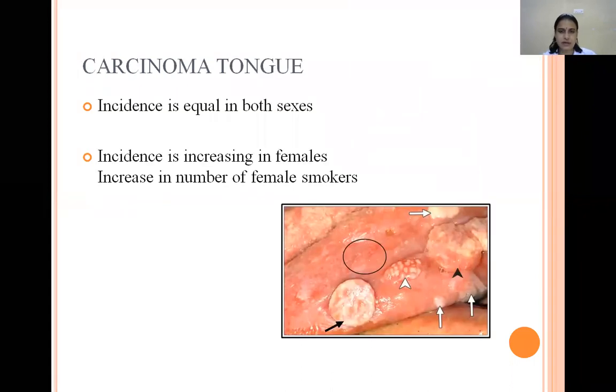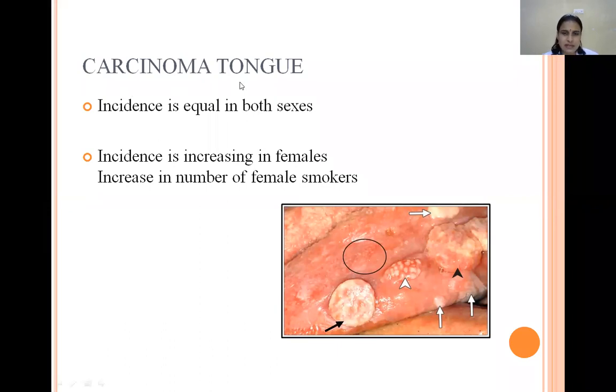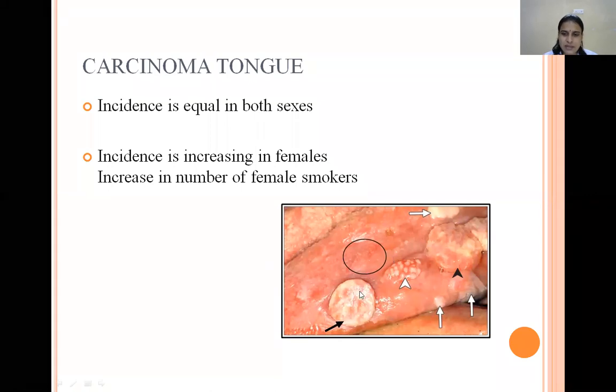Next, coming to the topic of our today, carcinoma of tongue. It is equal in both the sexes, but there is increased incidence of carcinoma in females because of the increasing number of female smokers. Here, this picture is showing you what I told you about field cancerization, wherein there are multiple second primary tumors. See, all these are second primary tumors on the tongue. This appears to be a synchronous type of field cancerization.